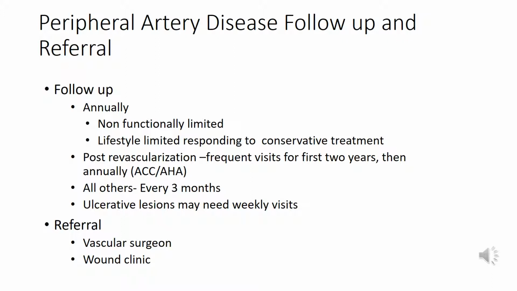For referrals, your vascular surgeon is going to get involved if you need any kind of procedure done. You may need to send them to the wound clinic if they have non-healing ulcers. If critical limb ischemia, gangrene, or ulceration or pain at rest are present, you're going to want to get them into specialty.